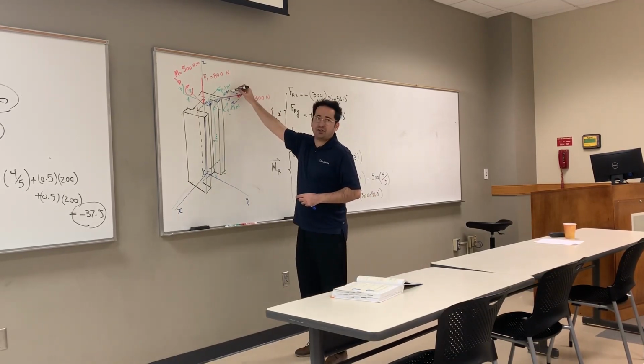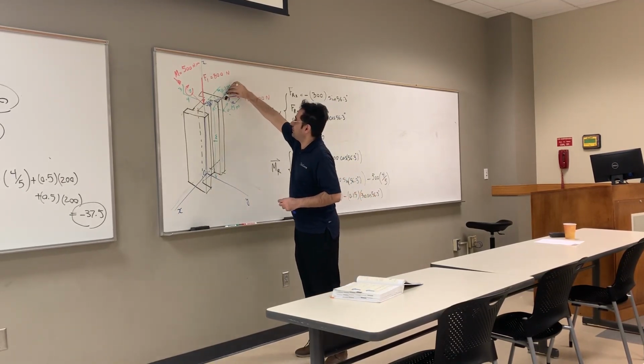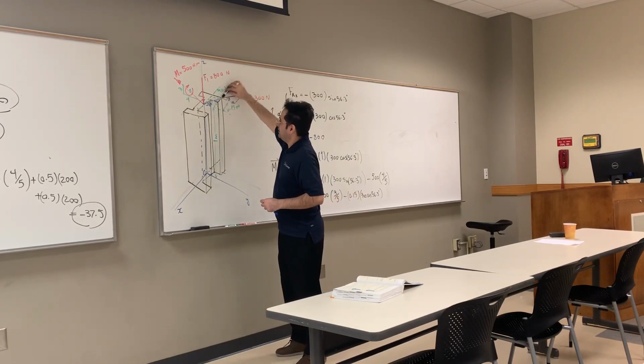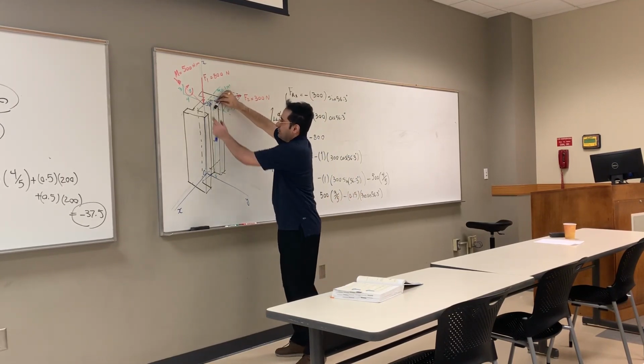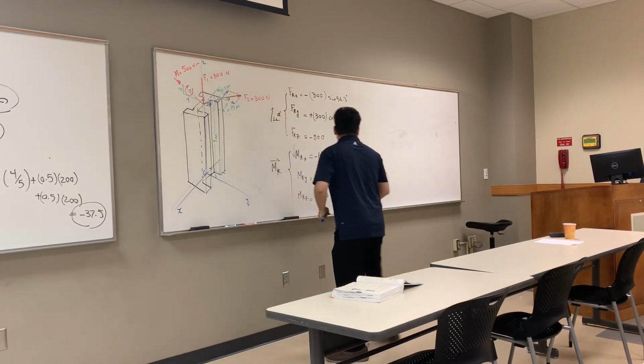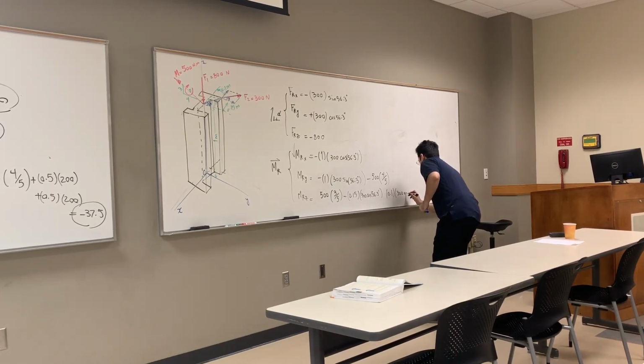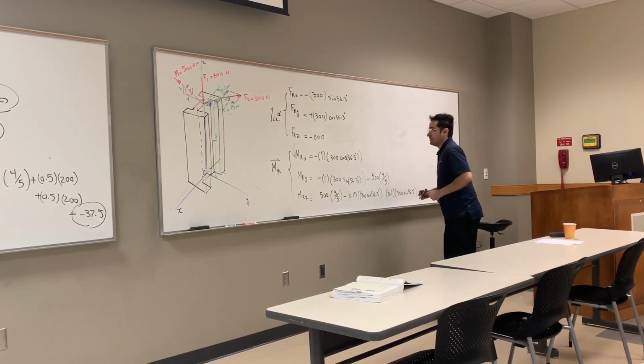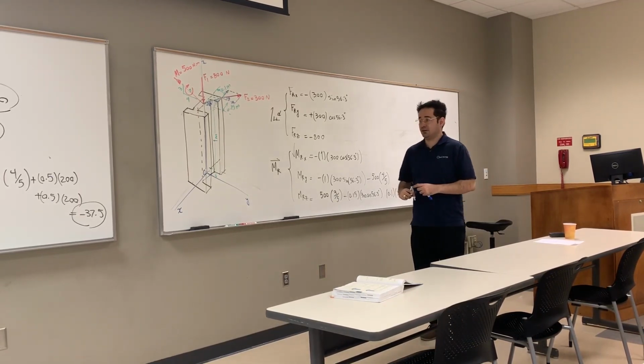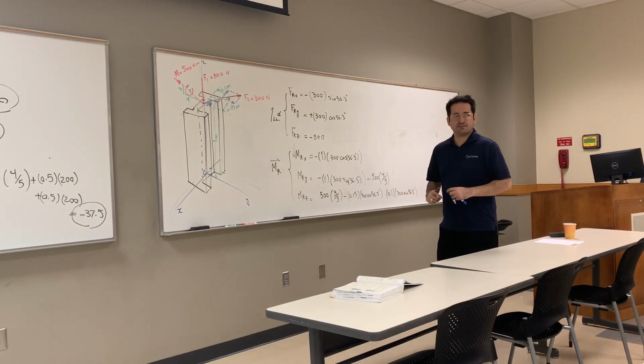Now go to the other component and move it. Where should I move this one? This way or this way? Back, here. So the moment arm is 0.1. 0.1 times 300 sine 56.3. Positive or negative? Positive.